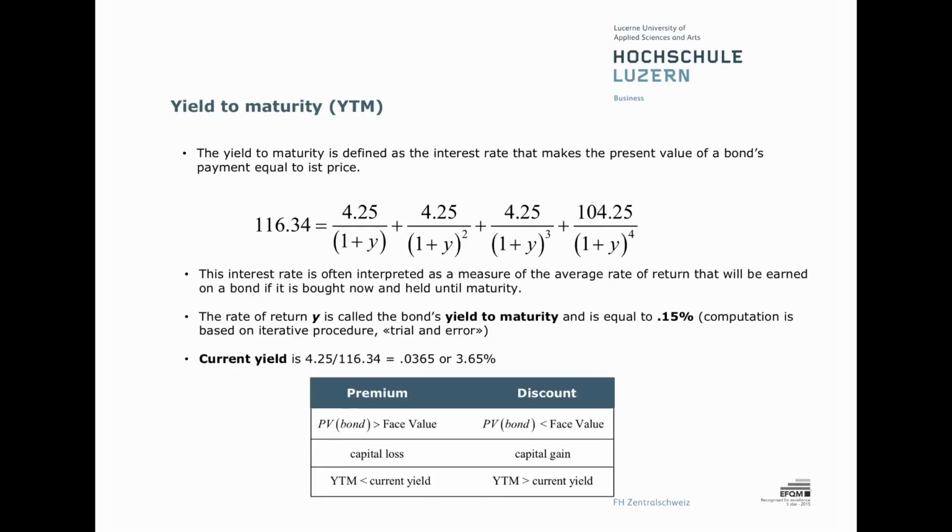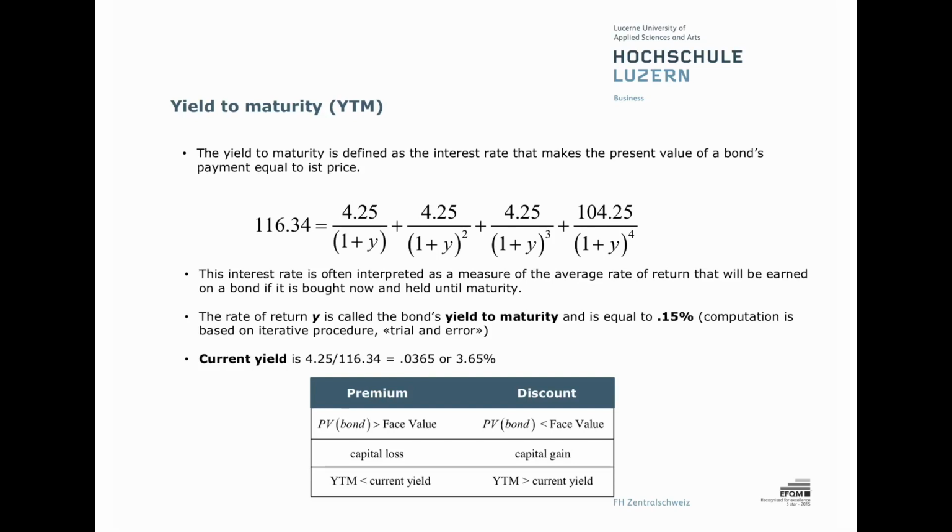Moreover, we also distinguish between premium and discount bonds. In the case of a premium bond, the present value of the bond's cash flow payments exceeds its face value, while for discount bonds, the opposite holds. You can also think that buying a bond for a price above face value implies a capital loss if you hold the bond until maturity, since the final payment corresponds to the bond's face value. On the opposite, a discount bond implies a capital gain, since you receive a final payment that exceeds the bond's price.